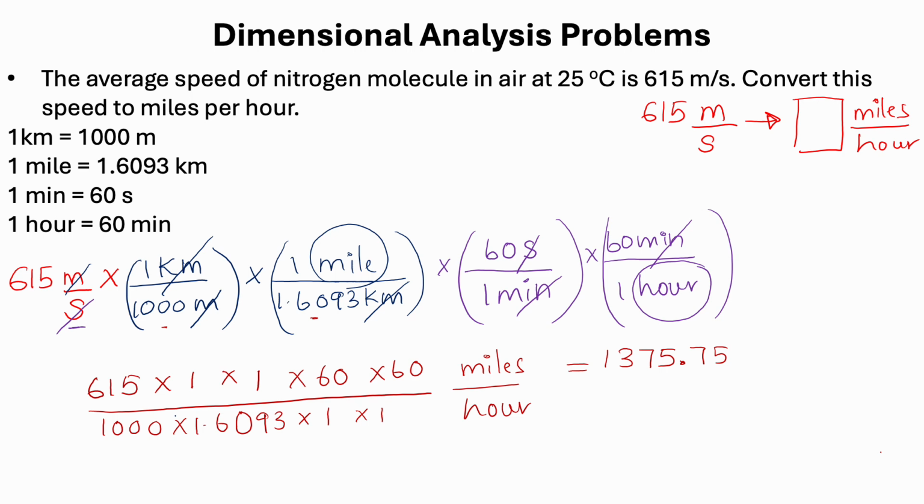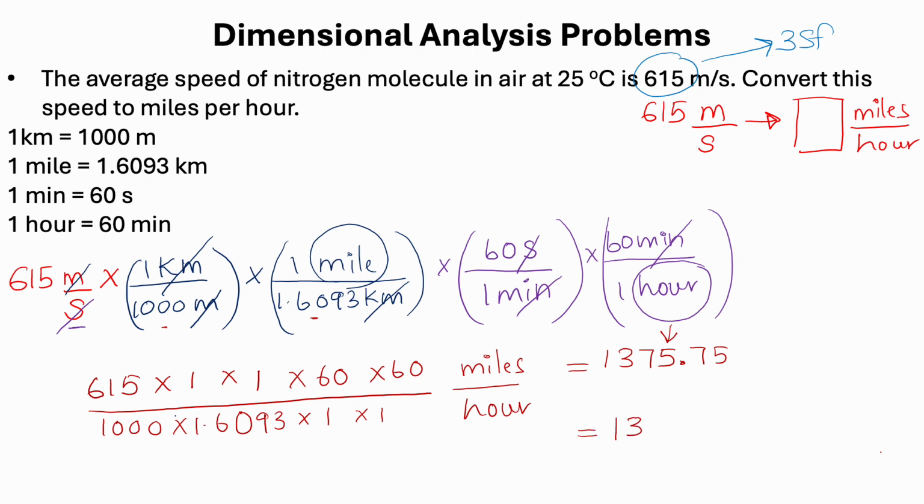However, now in order to get the final answer correctly with the significant figures, check the significant figures in the given number. The given number here has 3 significant figures. So your final answer should also be in 3 significant figures. So if you round this off, there are 1, 2, 3, 4, 5, 6 significant figures. You have to drop the number 5 here in order to get the correct significant figures. So you get 1, 3.